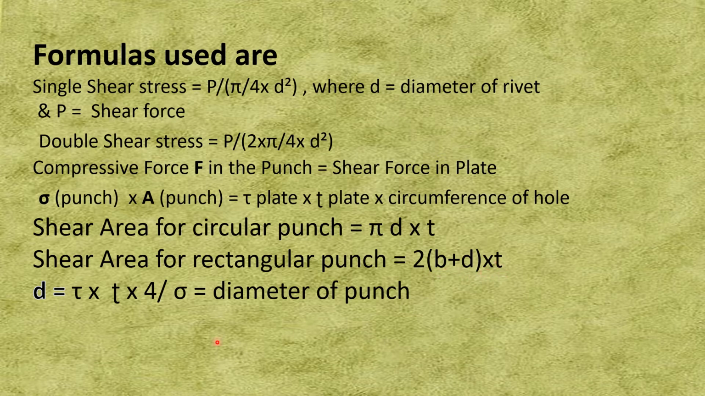And if we want the diameter of the punch or diameter of the hole, then this formula can be directly used. d is equal to tau, the shear stress of the plate, into thickness of the plate, into 4, divided by sigma, the compressive stress of the punch. That will give the diameter of the punch.